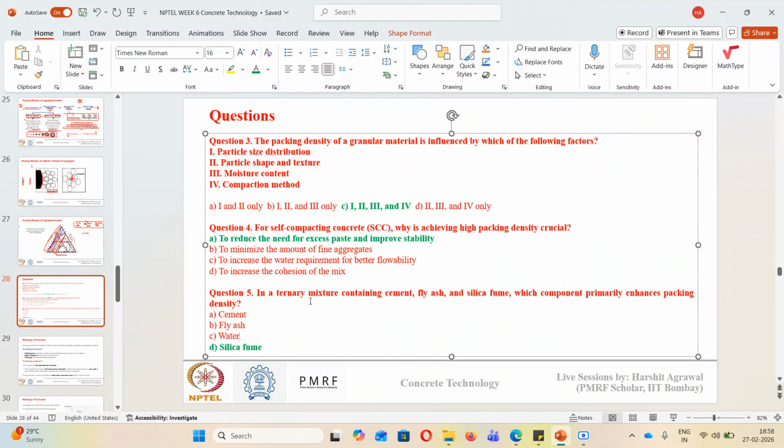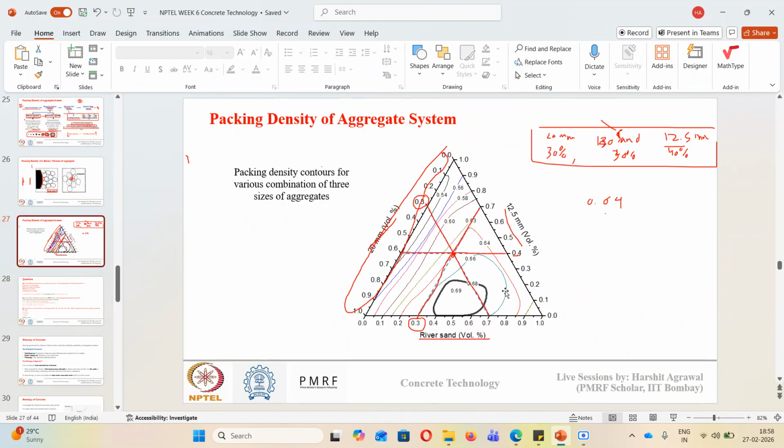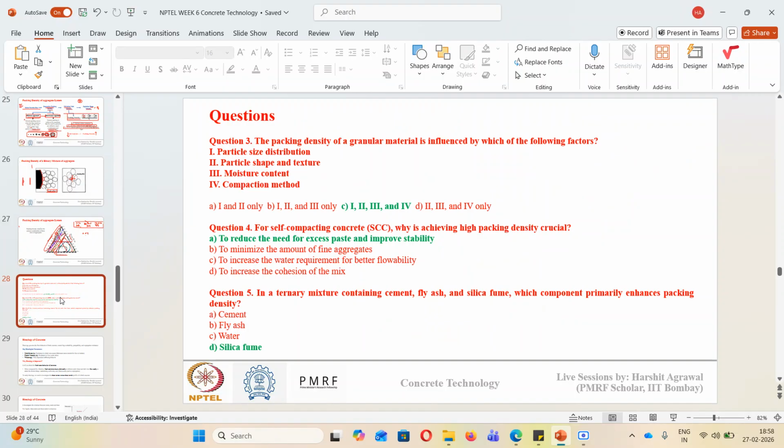So in general, the proportion of finest particles has more influence on packing density than the proportion of coarse particles. If you want to understand this in practice, just redo this contour map. Just think of different combinations of different proportions of sand, 20 mm and 12.5 mm aggregates, and check what packing density you're getting, and how it is getting influenced due to different aggregate proportions. You'll see fine aggregate proportion plays a critical role in the packing density.